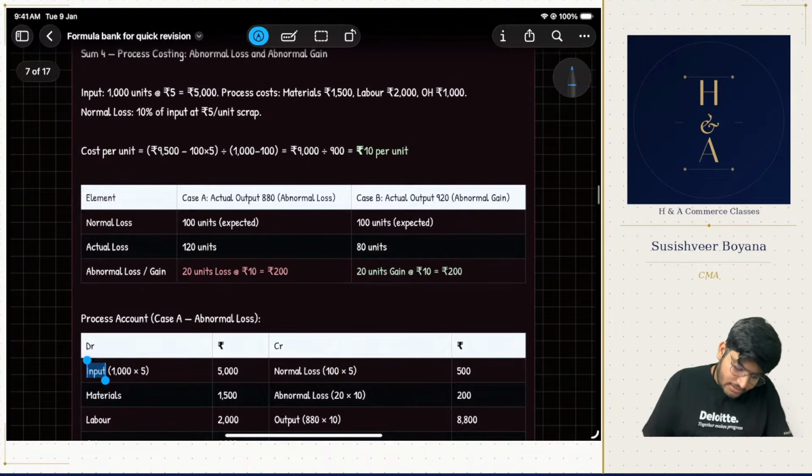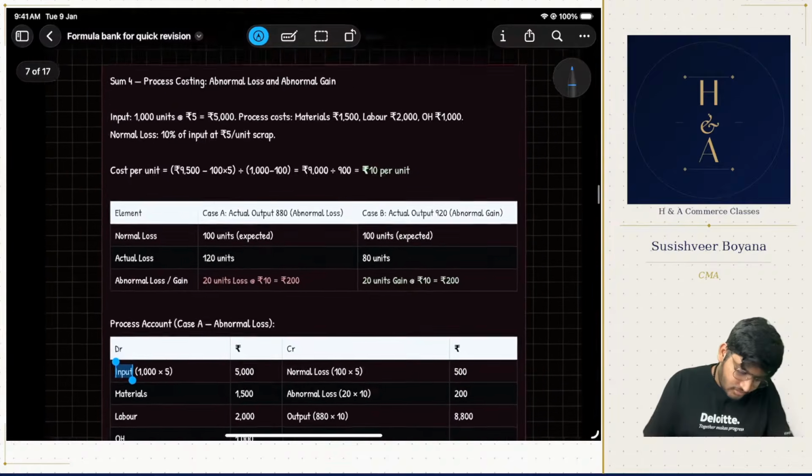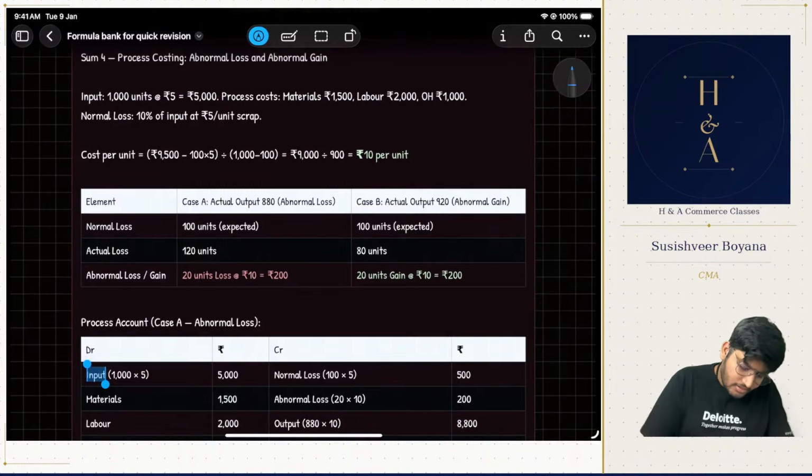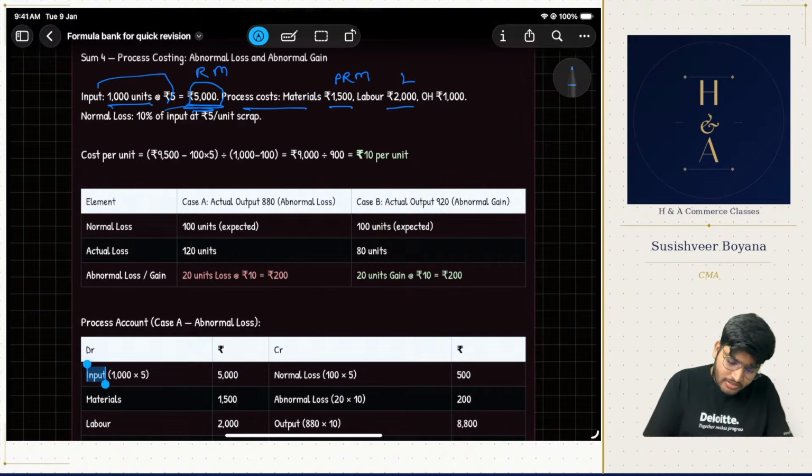That is a process costing sum, a pretty basic one. Input: for raw materials, we have 5,000 as cost. Process cost: raw materials are 1,500, labor is 2,000, overheads is 1,000. So total is 9,500. Normal loss is 10% of input at 5 rupees of scrap.